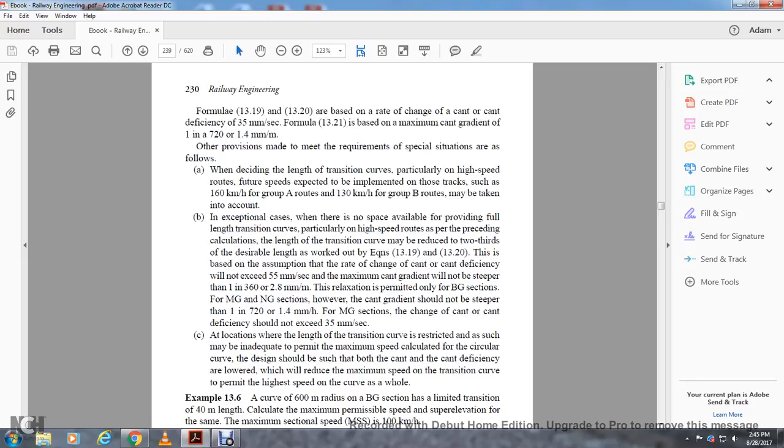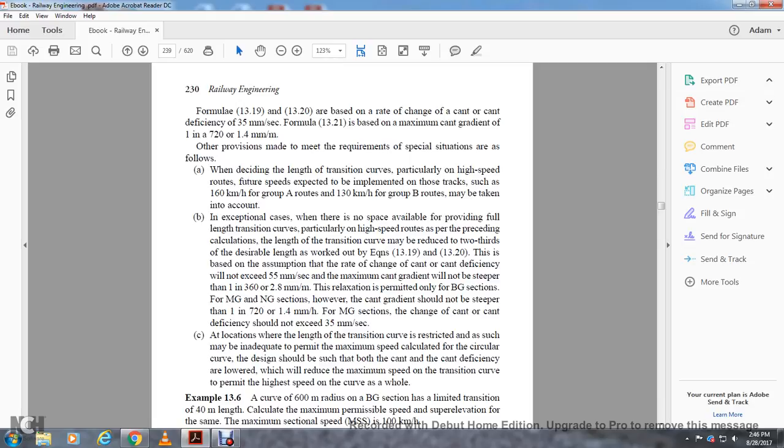This is based on the assumption of the rate of change of the cant and the cant deficiency not exceeding 55 millimeters a second. The maximum cant gradient will not be steeper than 1 in 360 or 2.8 millimeters a meter, relaxing permitted with the broad gauge only. In the meter gauge, the cant gradient should not be steeper than 1 in 720 or 1.4 millimeters a meter. For the meter gauge, the change of the cant and cant deficiency should not exceed 35 millimeters a second.